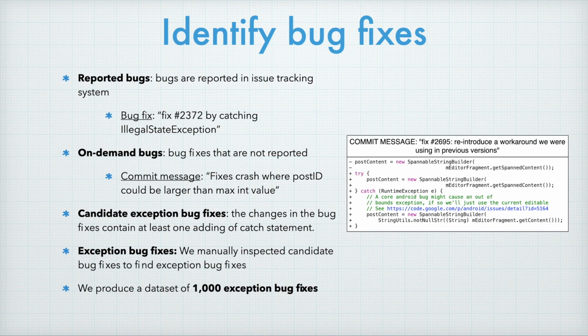Then we filter and only choose the bugs that contain at least one added catch statement. Then we manually inspect the candidate bug fixes to find exception bug fixes. Finally, we produce a dataset of 1000 exception bug fixes. On the right here, we can see an example of an exception bug and fix. In the buggy version, the programmer didn't add the try-catch block for the code snippet. Then in the fix, the programmer adds the try-catch block, and in this case, he catches the runtime exception.